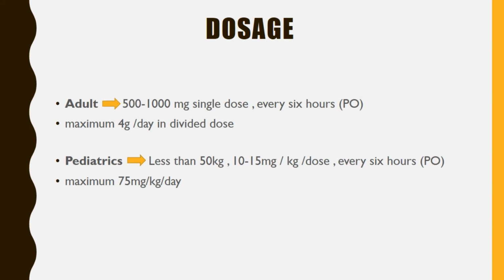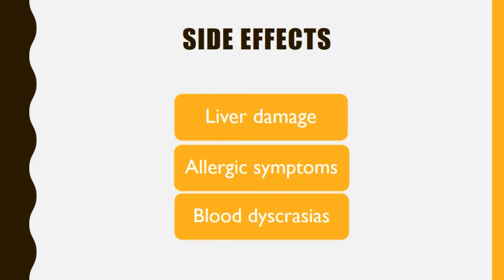Dosage is the dose administered in a specific frequency with a specific time interval. For adults, it is 500 to 1000 mg single dose every 6 hours per oral, and the amount of a single dose depends on the severity of the pain, and the maximum dosage is 4 grams per day in divided doses. And for pediatrics, who are less than 50 kg in body weight or younger than 12 years old, it is 10 to 15 mg per kg per dose every 6 hours per oral, and the maximum dosage is 75 mg per kg per day.